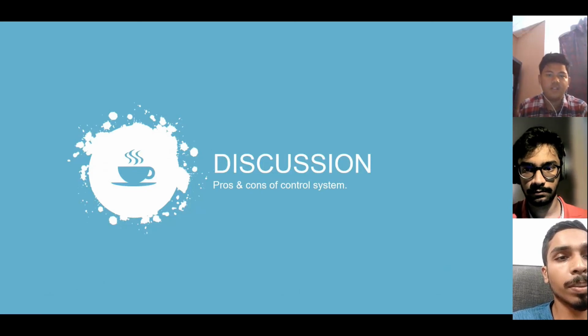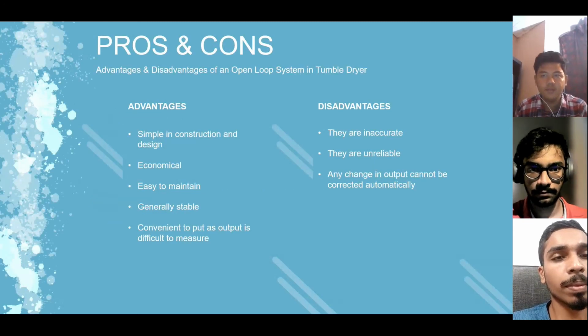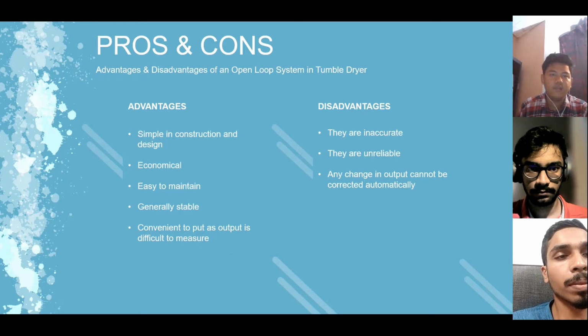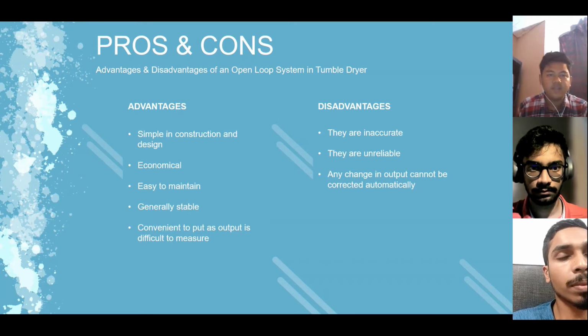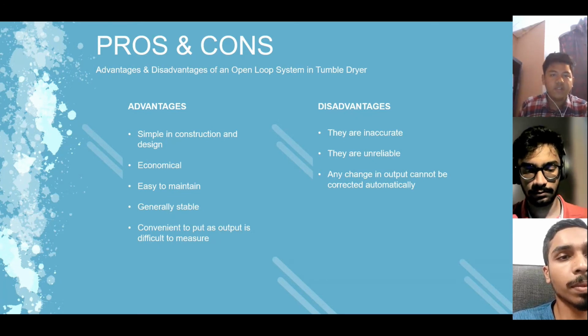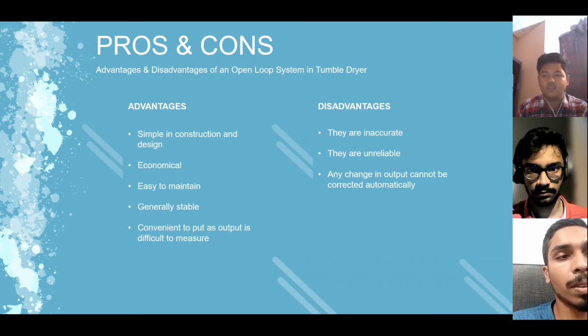Okay, so next is our discussion, pros and cons of control system. This slide is the advantage and disadvantage of open loop system in a tumble dryer. So the advantages: the first is simple in construction and design. Second is economical. Third is easy to maintain. Next is generally stable, and the last one is convenient to use, where the output is difficult to measure.